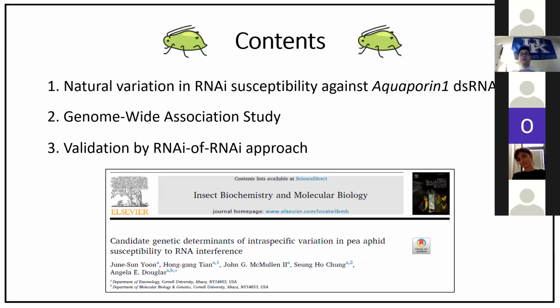This study is largely divided into 3 parts. First, I'd like to talk about the natural variation in RNAi susceptibility against the alkyl-protein-1 dsRNA. Second, we believe that the determinants of RNAi efficiency may be derived from the genetic background, so we performed a GWAS to find out which SNPs are affecting RNAi susceptibility. Third, we selected candidate SNPs and validated them by an RNAi-of-RNAi approach to find whether any of those SNPs are determinants of RNAi efficiency.